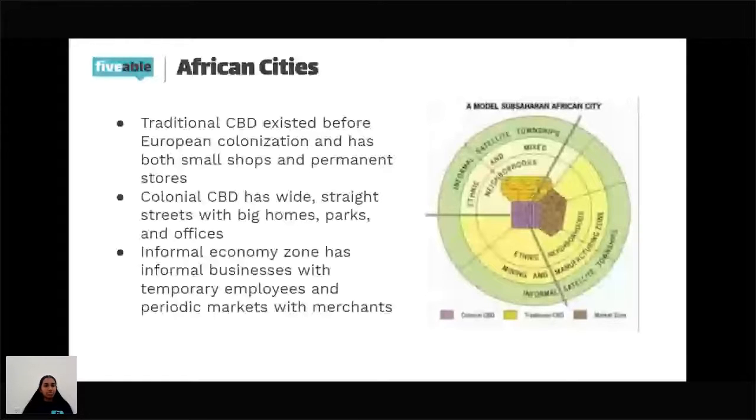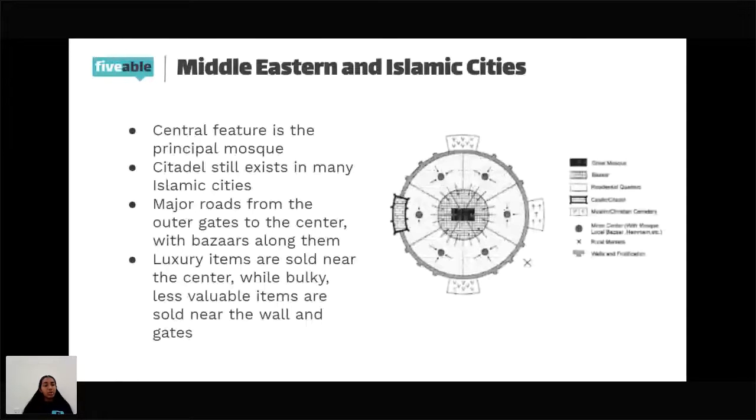So, yeah. For Middle Eastern and Islamic cities, the central feature, instead of a CBD, is usually the principal mosque or the Great Mosque. So this black rectangle in the middle of this picture. And the citadel, which includes the walls, forts, and towers that were used to defend the city in the past, they are usually still existing today.